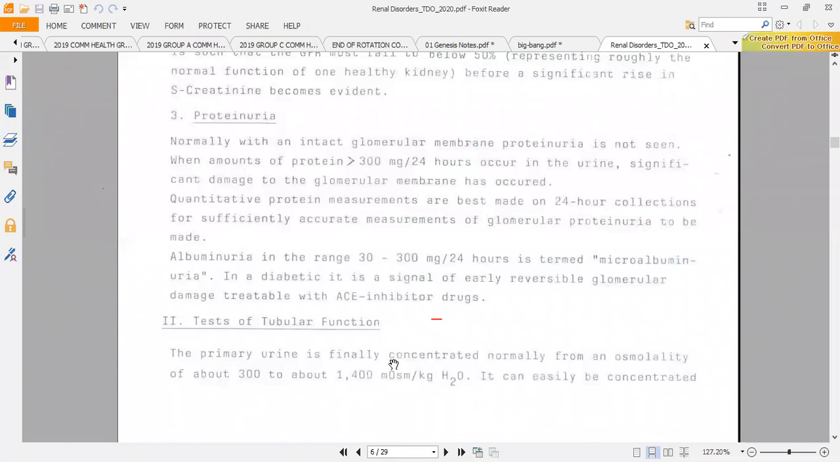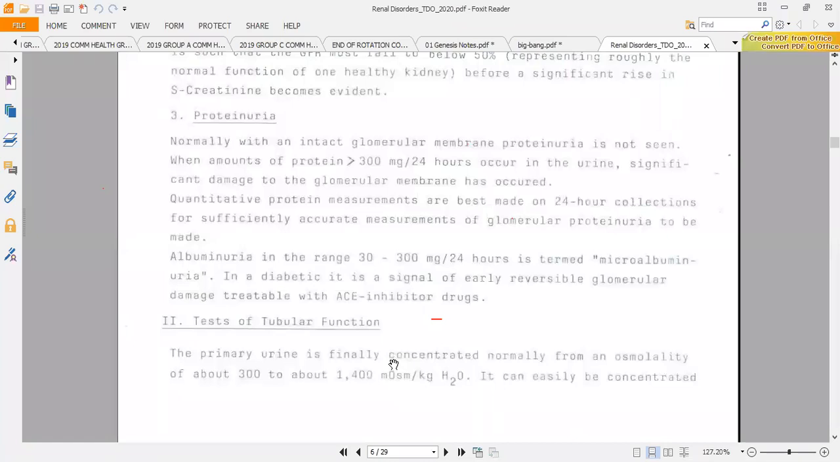The normal glomerulus will not allow proteins like albumin to leak out. So if you find that there are significant proteins in the person's urine, then the person's glomerulus is not working well. Now, we use the dipstick to measure proteinuria, and it gives a semi-quantitative measurement. So you'll be hearing that someone has proteinuria plus 1, plus 2, plus 3, and you should know the values for all these.